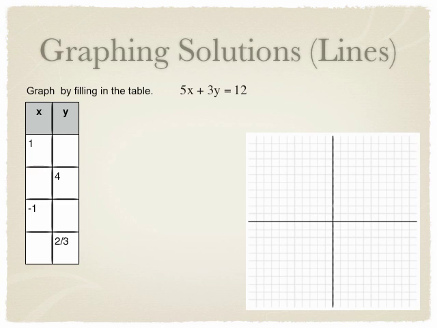So graph by filling in a table. If I know x is 1, I want to find out what y is. If I know y is 4, I want to know what x is. If I know x is negative 1, I need to find out y, and if I know that y is 2/3, I need to find out x.